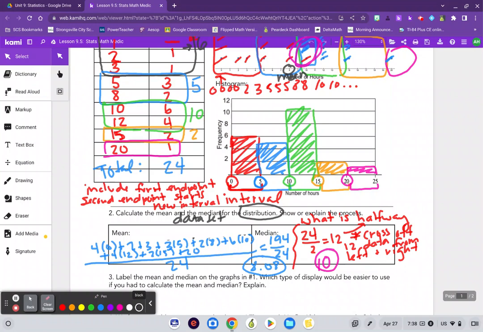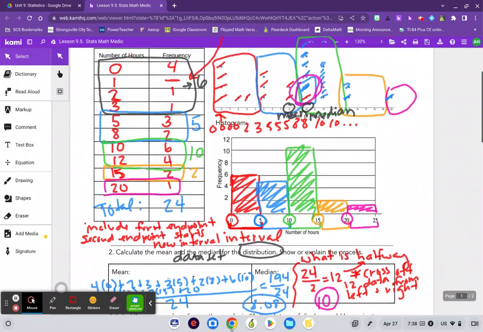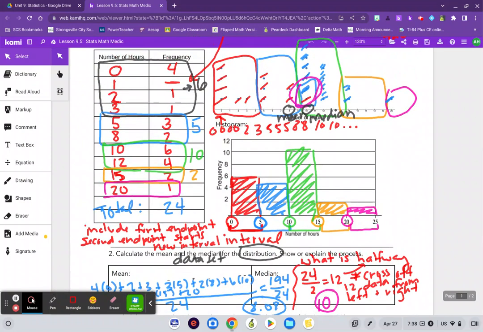So our mean was at 8.08, and my median was right here. So they're pretty close together. And the median is truly in the middle of the data. But the mean, because there's a lot more data down between 0 and 10, is going to pull that down a little bit.